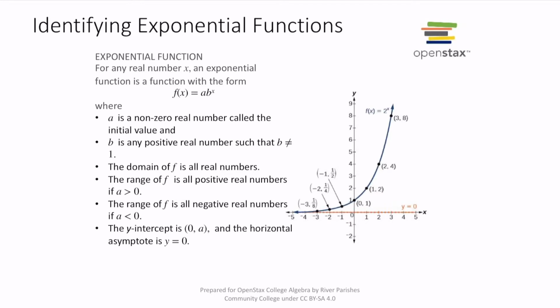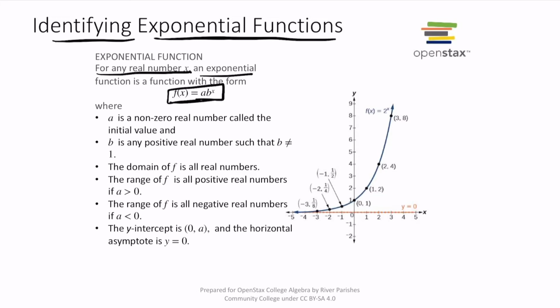Let's start with the first topic, how to identify an exponential function. For any real number x, an exponential function is of the form f of x equal to a b power x. If any function is of this form, that function is an exponential function. Remember that this is not the same as a polynomial function. In a polynomial function we have the variable and the power is constant.